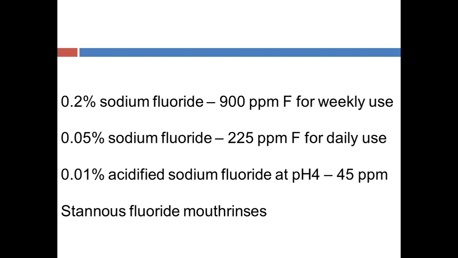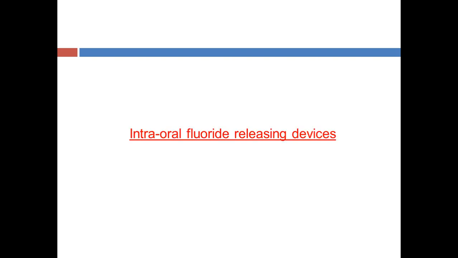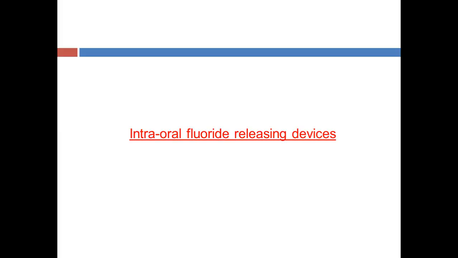And coming to the procedure of mouth rinsing, 10 ml of mouth rinse is used. The child has to be asked to swish it in the mouth, and then the remainder has to be expectorated. The child has to be instructed not to eat or drink anything for the next 1 hour. This is the common thing. The intraoral fluoride releasing devices I already told you about in the beginning itself. So this completes the topical fluorides.